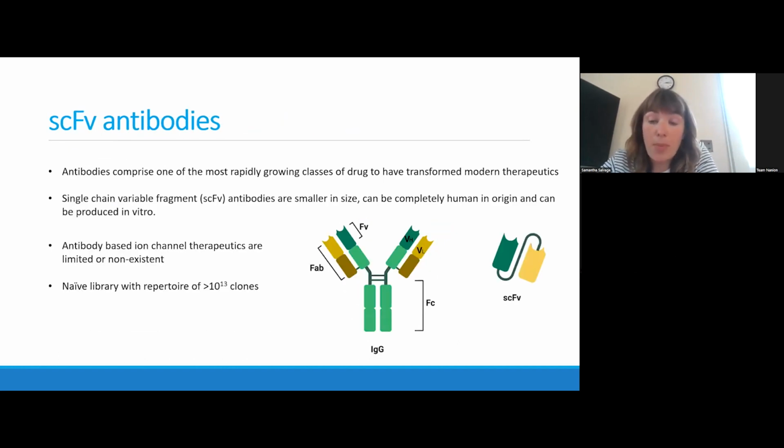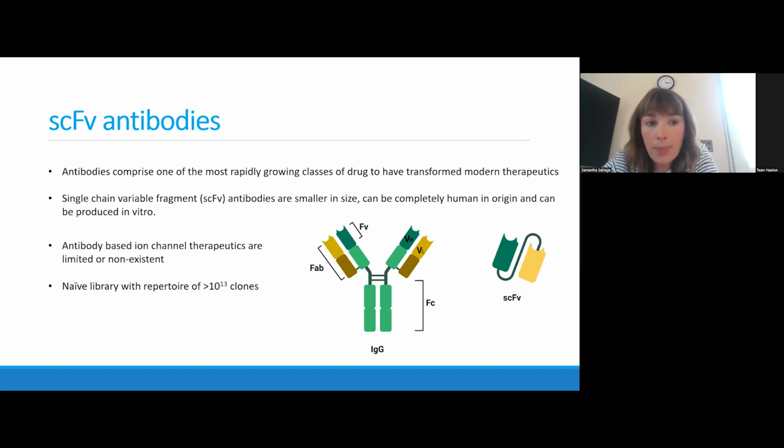One of the ways in which this can be achieved is via antibodies, which comprise one of the most rapidly growing classes of drugs. In particular, we're interested in single-chain variable fragment antibodies, or scFvs. These comprise just the variable heavy and the variable light chain of a full IgG. The phage display library we have access to is completely human in origin and can be produced in vitro. The relatively smaller size can enable more precise or higher resolution binding and labeling, and also mitigates potential immunogenic risks associated with Fc recognition. The library is huge, with a complexity of more than 10 to the 13 clones.